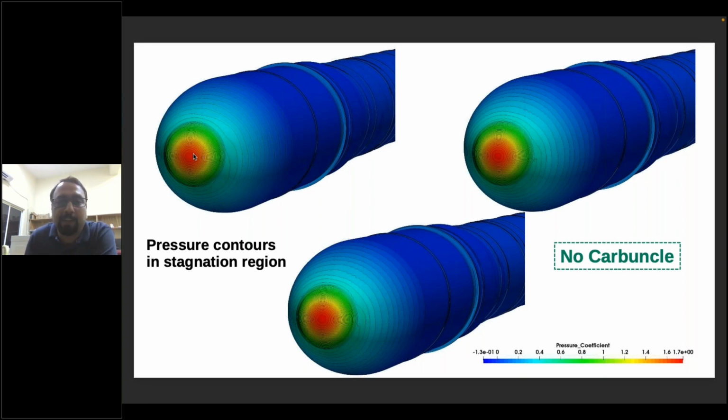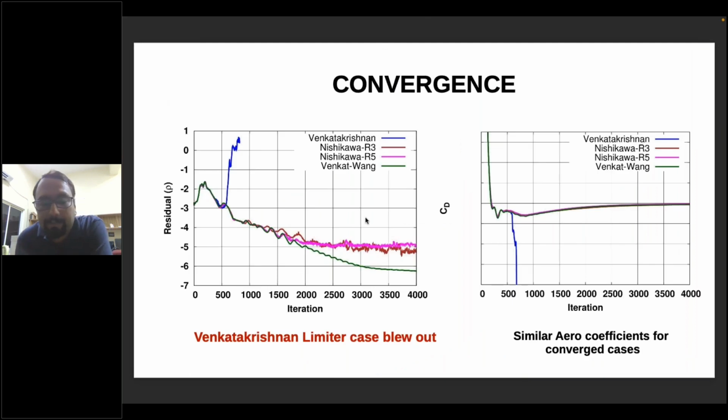The thing is, usually as you go to supersonic Mach numbers, 3, 4, or even higher, a carbuncle issue appears. It is important to choose the convective flux discretization, and the limiter also can play a role in this case. So the left one is Venkatakrishnan, right is R3, and bottom is R5. More or less they are nearly similar, and we didn't observe any carbuncle. That's a good thing. And if you see the convergence part, here is an interesting thing. With this set, the Venkatakrishnan limiter alone blew out. It didn't work, while RP1, R3 and R5, which I tested, all went through.